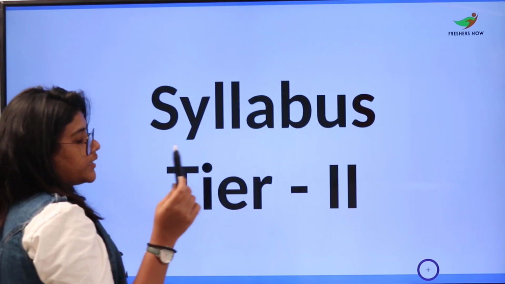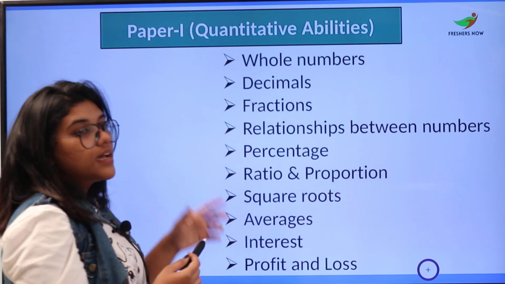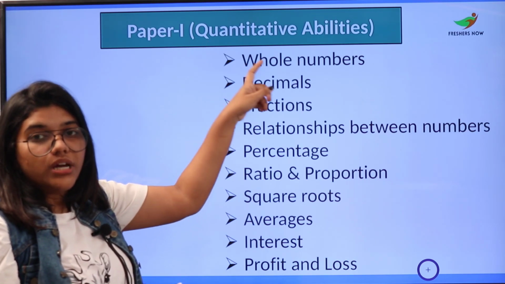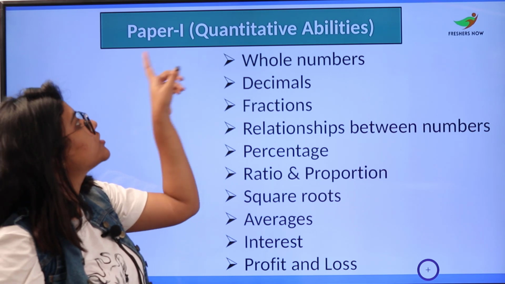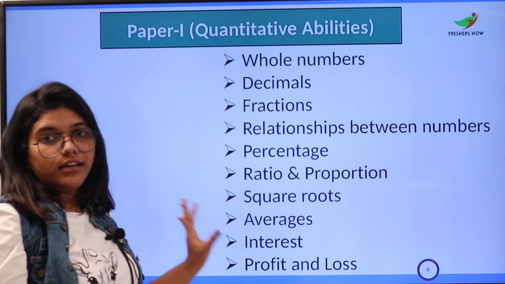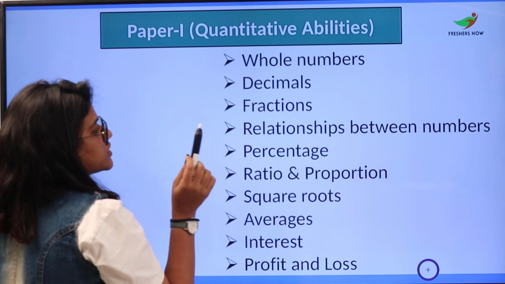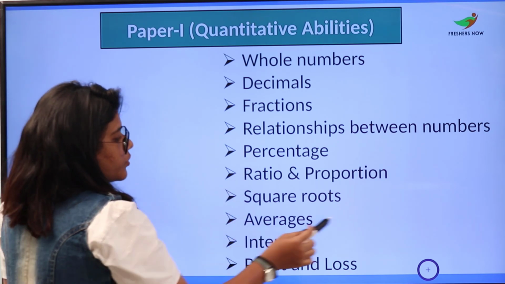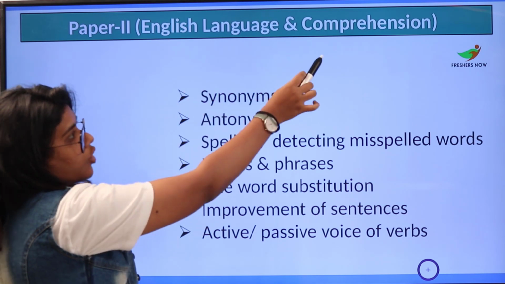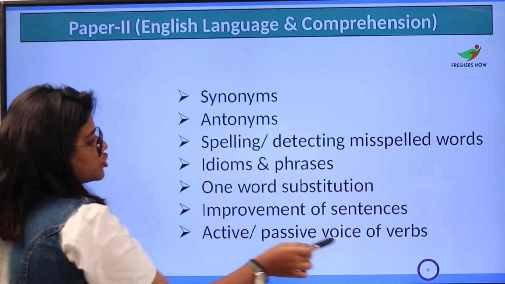The syllabus for tier 2 is as follows. Paper 1, quantitative abilities. Now please make note of whatever the topic or whatever the paper which are mentioned on the top of the screen, which says paper 1 quantitative abilities, and these are the topics which are covered under that section. Number 1 is whole numbers, number 2 decimals, fractions, relationship between numbers, ratio and proportion, square roots, and for paper 2 English language and comprehension, synonyms, antonyms, idioms and phrases, one word substitutions.